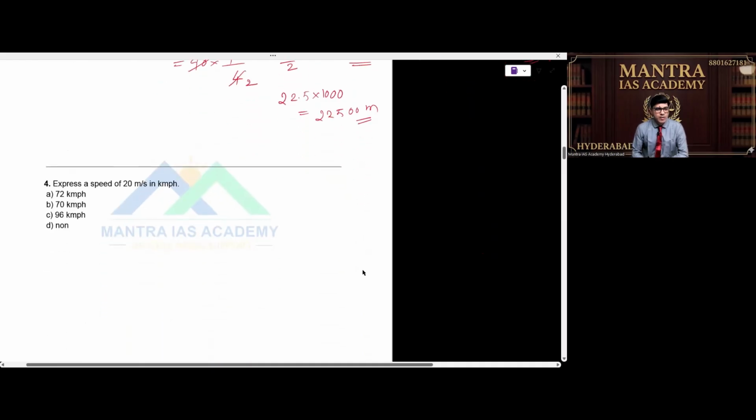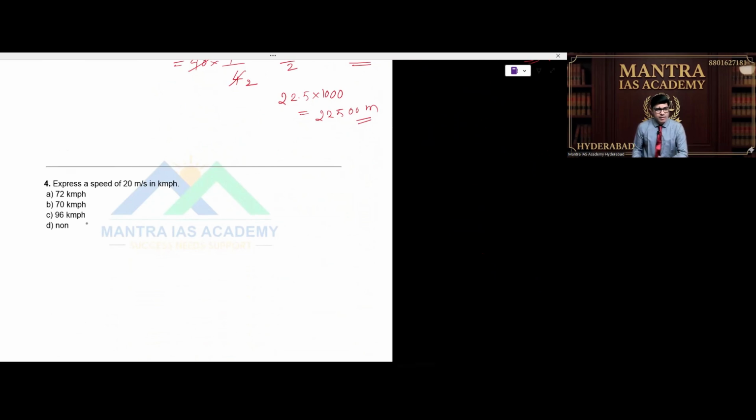Express a speed of 20 meter per second in kmph. I mentioned already, even though you can write it directly, practically to do the problem from meter per second to kilometers per hour, if you want x meter per second to dash kmph, it implies x into how much? 18 by 5 kilometers per hour.